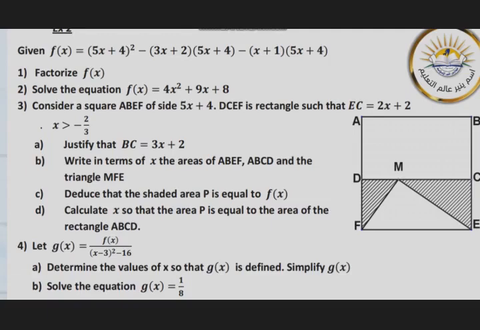4. Let g of x be equal to f of x over (x minus 3) squared minus 16. A. Determine the values of x so that g of x is defined. Simplify g of x. B. Solve the equation g of x is equal to 1 over 8.